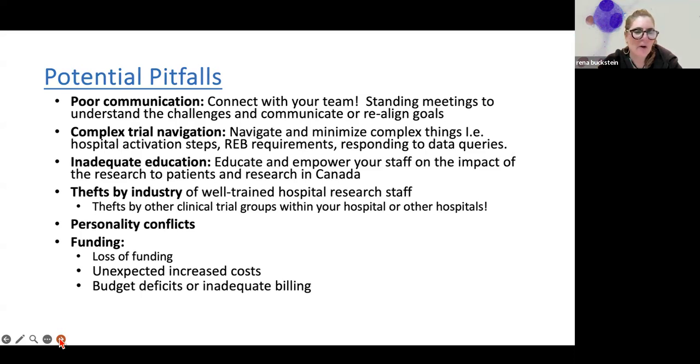We have a finance tracker that our trial staff have to enter every time they've done a bone marrow or done a patient assessment or done a CRF. There's supposed to be billing attached to that, but if they don't enter it into the finance tracker, it's not captured. So it's as if the work wasn't done and you don't get paid for it. And that's a pitfall for potentially being in the red.